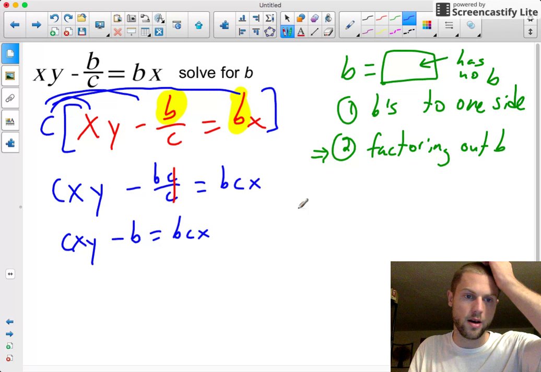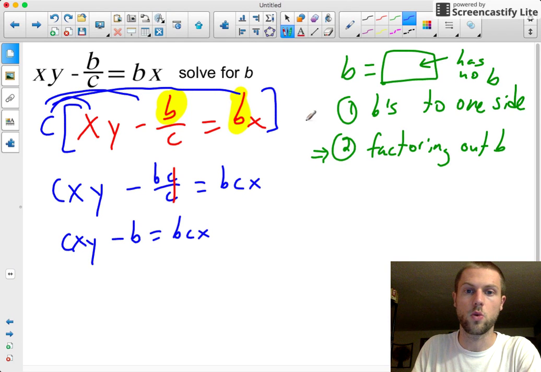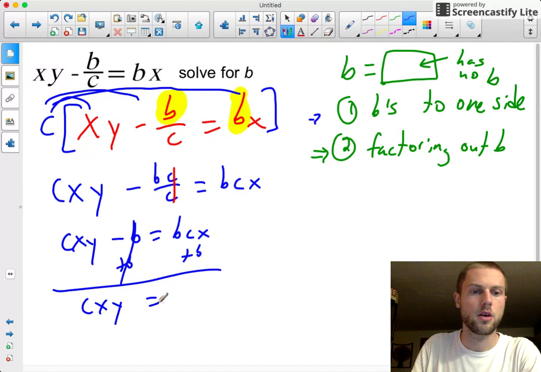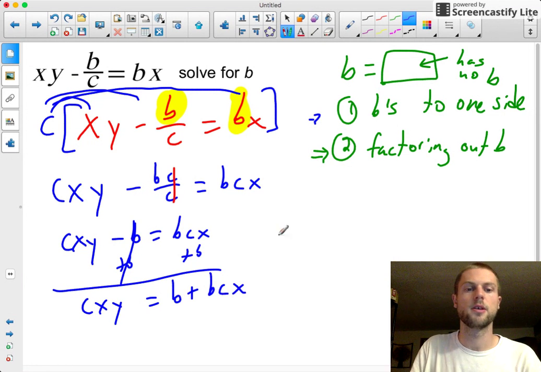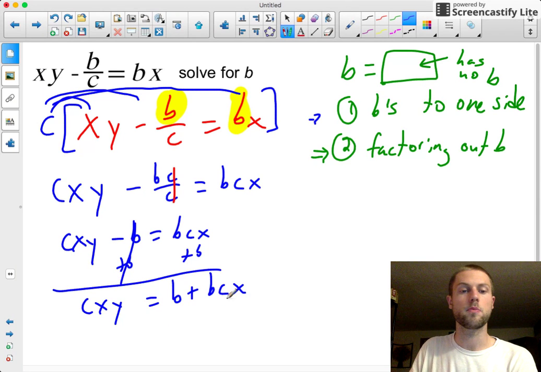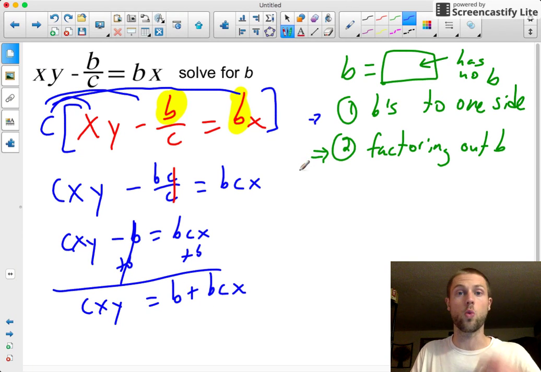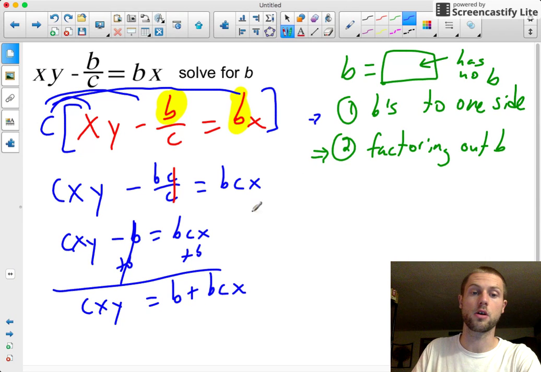Alright, so now let's get all the b's to one side here. So I'm going to add b to both sides. This goes away, so I have cxy equals b plus bcx. So this is good. I have all of my b terms over here, everything else over here, and at this point I'm ready to factor out the b. By factoring out the b, I'm going to have just one b left in this equation and no longer two.